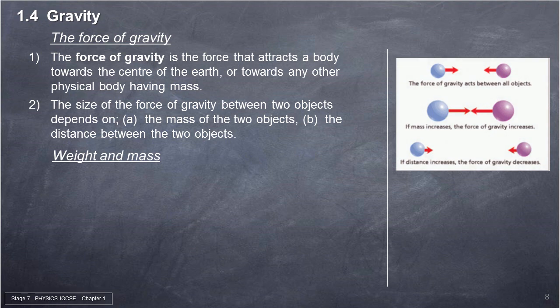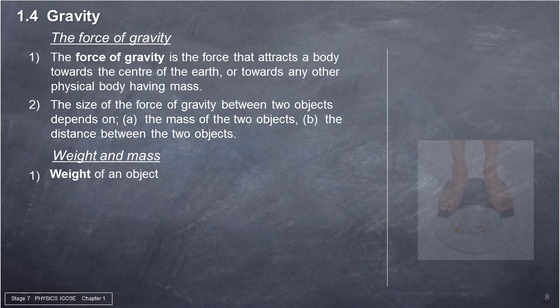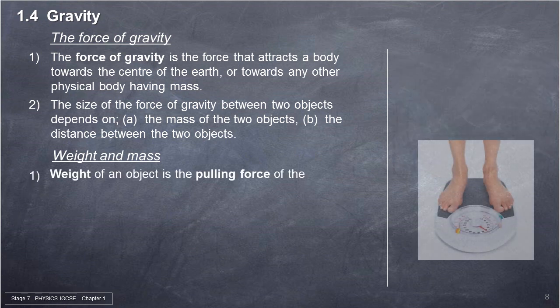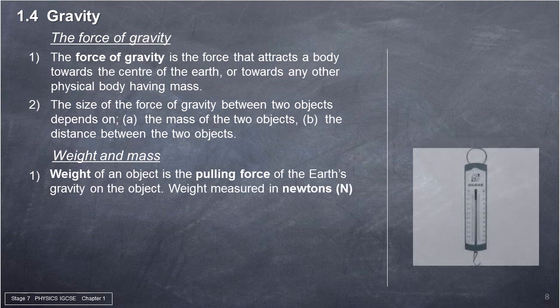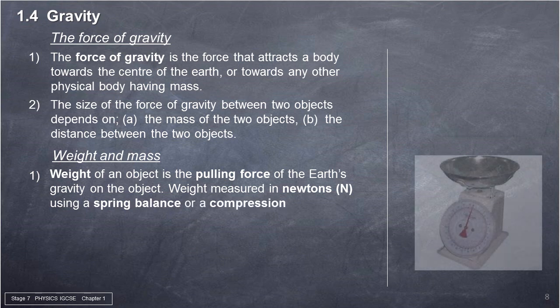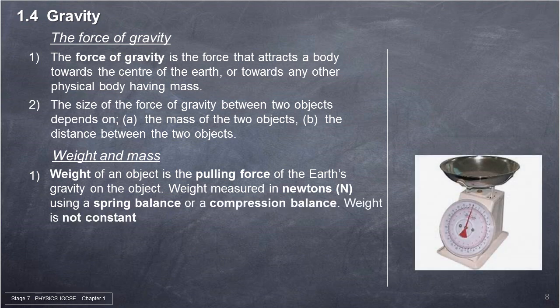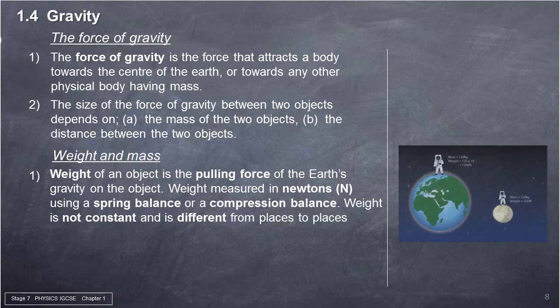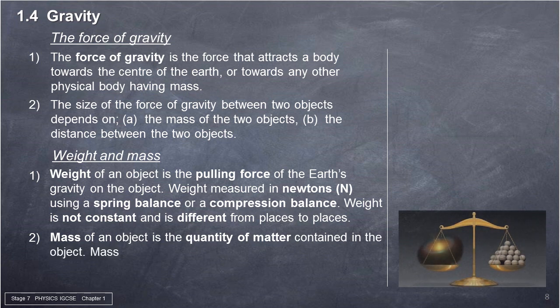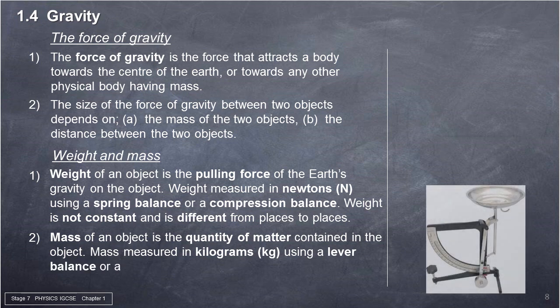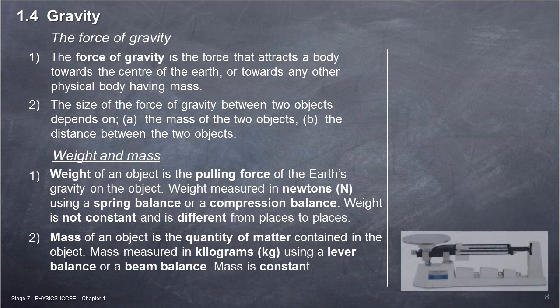Weight and mass. 1. Weight of an object is the pulling force of the Earth's gravity on the object. Weight is measured in newtons, N, using a spring balance or a compression balance. Weight is not constant, and is different from place to place. 2. Mass of an object is the quantity of matter contained in the object. Mass is measured in kilograms, kg, using a lever balance or a beam balance. Mass is constant in any place.